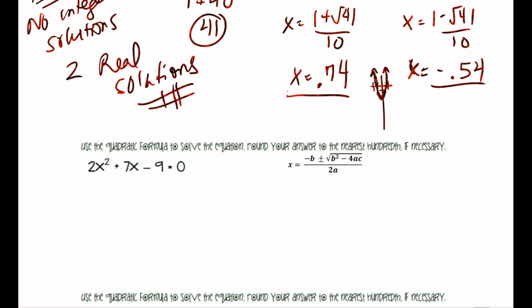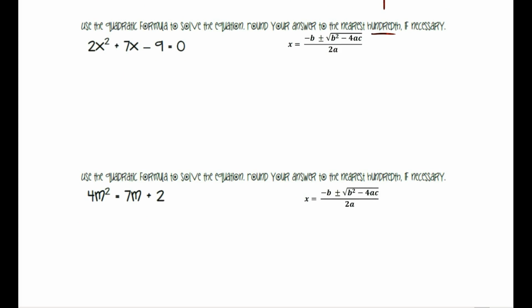All right, so I'm going to tell y'all right now, if it says round to the nearest hundredth, more than likely these don't turn out evenly, so I'm not even going to check them. So I'm just going to do the b squared minus 4ac. And then for the rest, I'm going to tell y'all, just put it all in your calculator. All right, so let's see how many solutions we are going to have. So b squared minus 4ac.